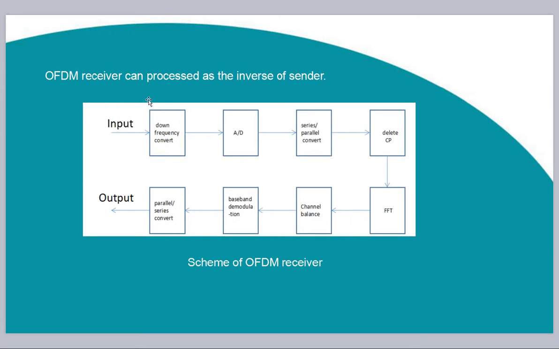The OFDM receiver can be described as the inverse of the sender. First is the input, so we do the down frequency conversion and transfer it to AD, and then we convert from serial to parallel and delete the pilot. Before the output, we do the FFT on this signal, and we do the channel equalization and baseband demodulation, and then we convert from parallel to serial, and then we get the output.